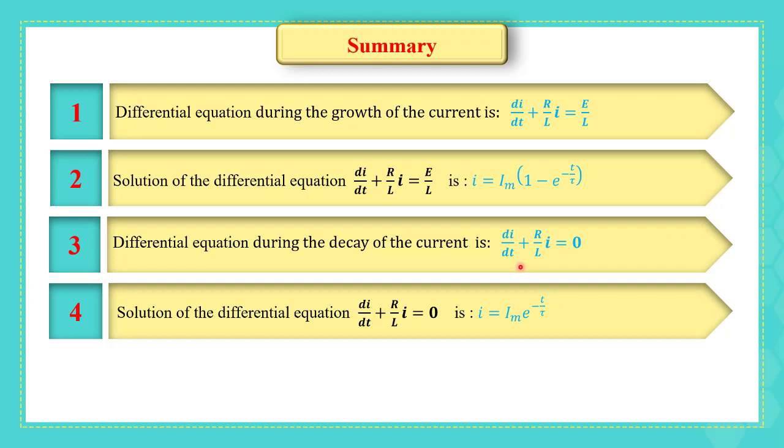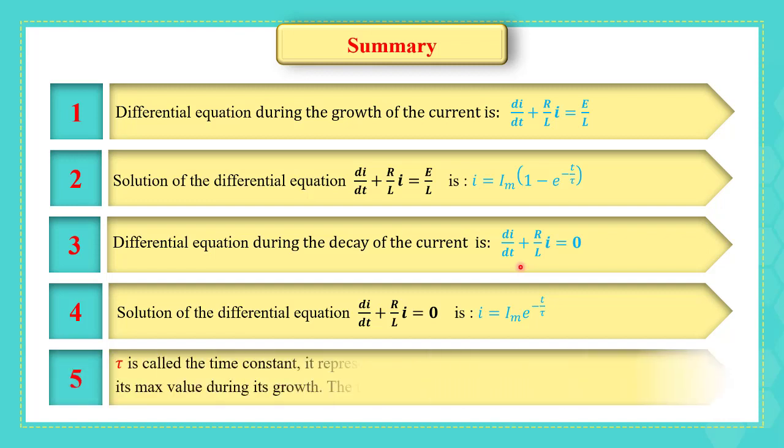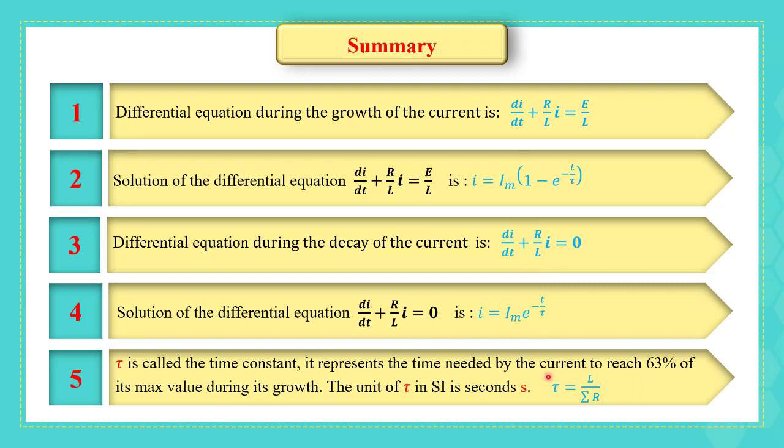And tau is called the time constant. It represents the time needed by the current to reach 63% of its maximum value during its growth and 37% of its maximum value during its decay, and the unit of tau in SI is second, and tau equals L over R total. This is the end of part 3.